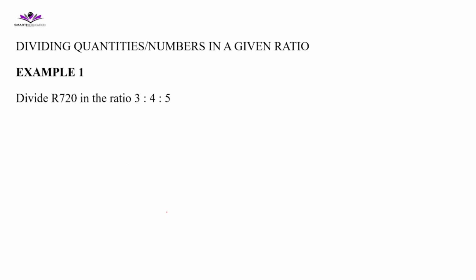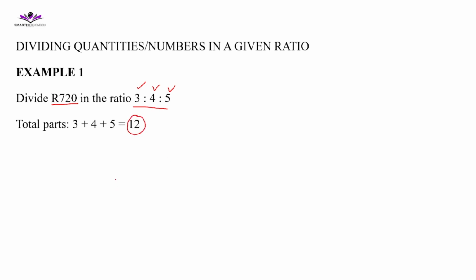Let's say you have to divide 720 rands in the ratio 3:4:5. So you have to divide. These are the parts. 3 parts, 4 parts, 5 parts. Remember, we said that a ratio divides a quantity into different parts. So these are parts. 3 parts, 4 parts, 5 parts. Right? You add the parts and then get that we have a total of 12 parts.